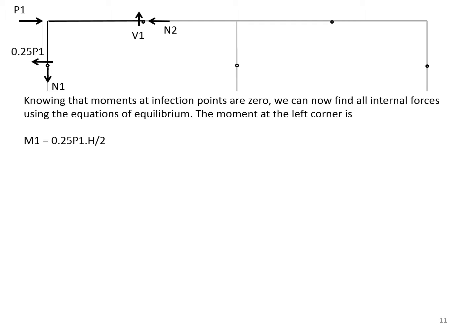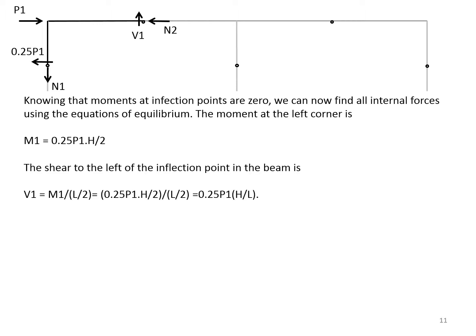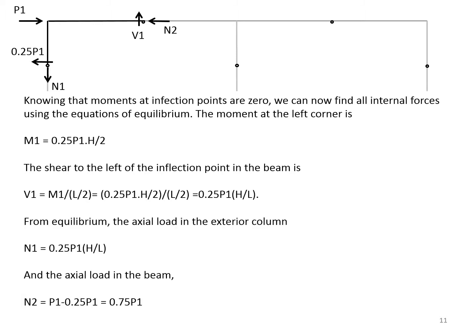That is by multiplying the shear force of the column by 1/2 of the column height. Dividing this moment by the half of the span length of the beam, we get the shear force V1, which is 0.25 P1 times H over L. From equilibrium, the axial load in the exterior column, N1, is the same as the shear force V1, which is 0.25 P1 times H over L.